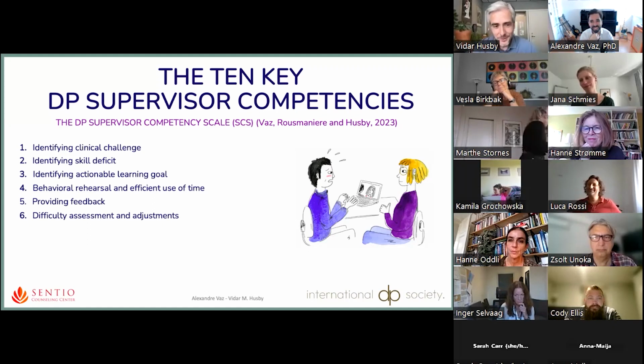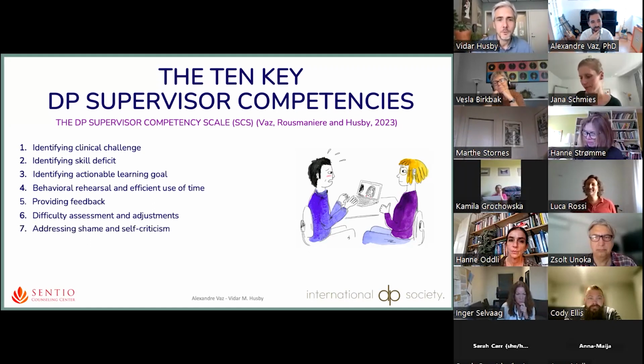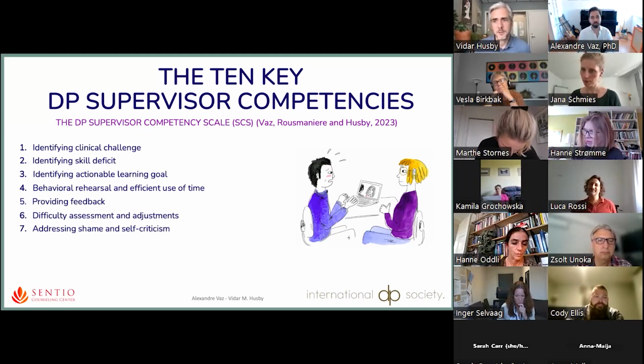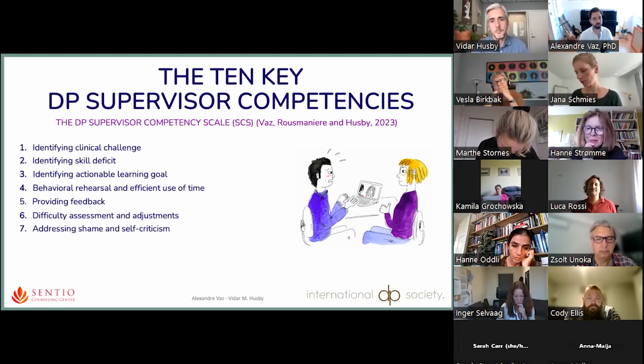Okay, so let's move on to the 7th key competency in our training program. This is addressing shame and self-criticism. We have touched upon it already, but the training will teach you how to explicitly use validation and normalization and other verbal means to compassionately address the trainee's shame, self-criticism, and other complex reactions that may arise throughout the session.